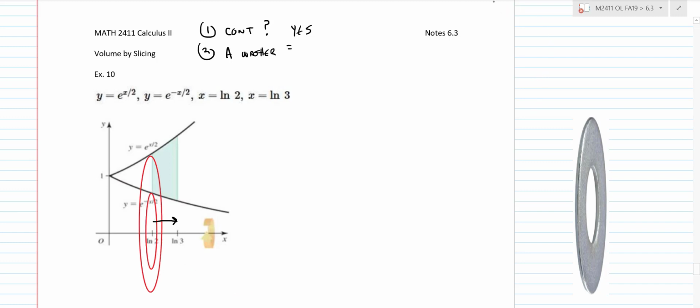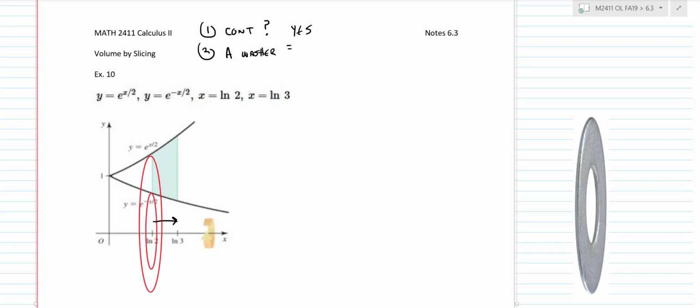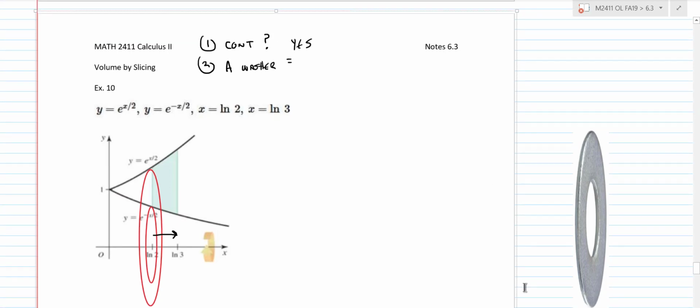So again, if you kind of look at this washer that I have over at the side here. Oh, come on, my dang mouse isn't working. Crap. Come on.